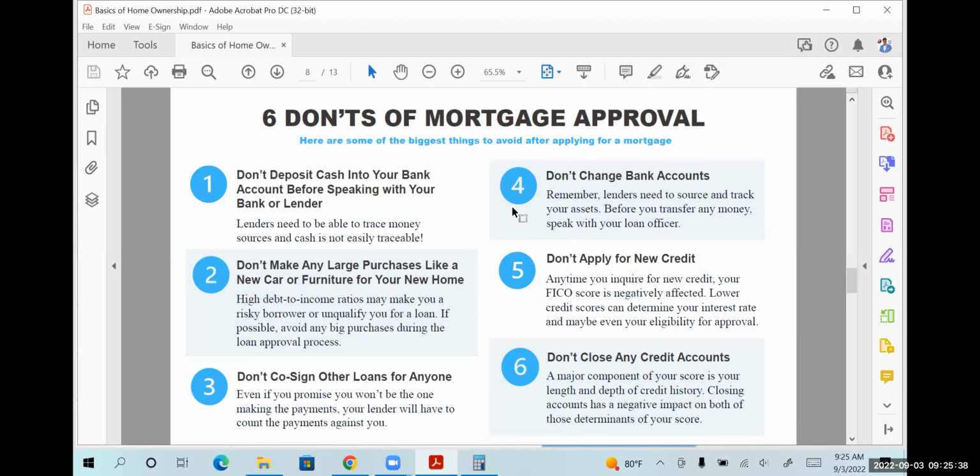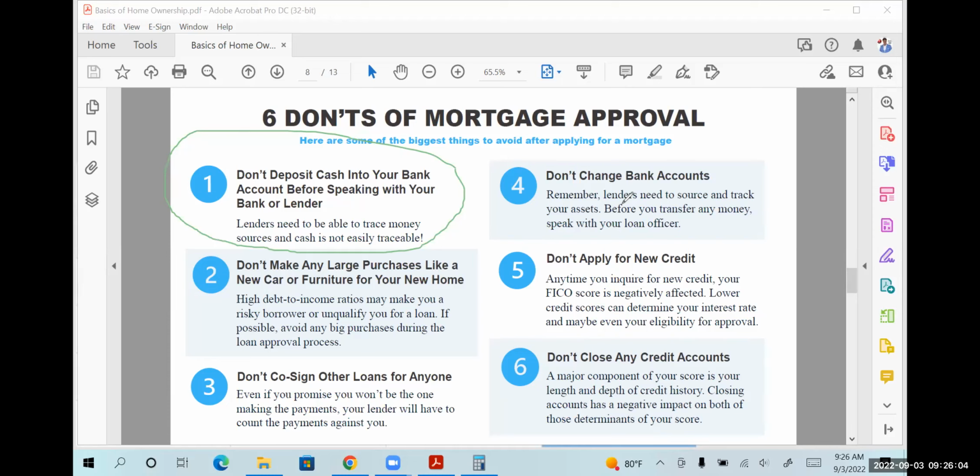And the reason why we want to see it deposited into your bank now is because if it's a large amount of money, we are going to want to see it seasoned for 2 months in your account. So let's say somebody gives you $5,000. Well, if you're only making $1,000 a month and you make a big deposit of like $2,000 into your bank account, we're going to ask where that came from because we're going to see it.